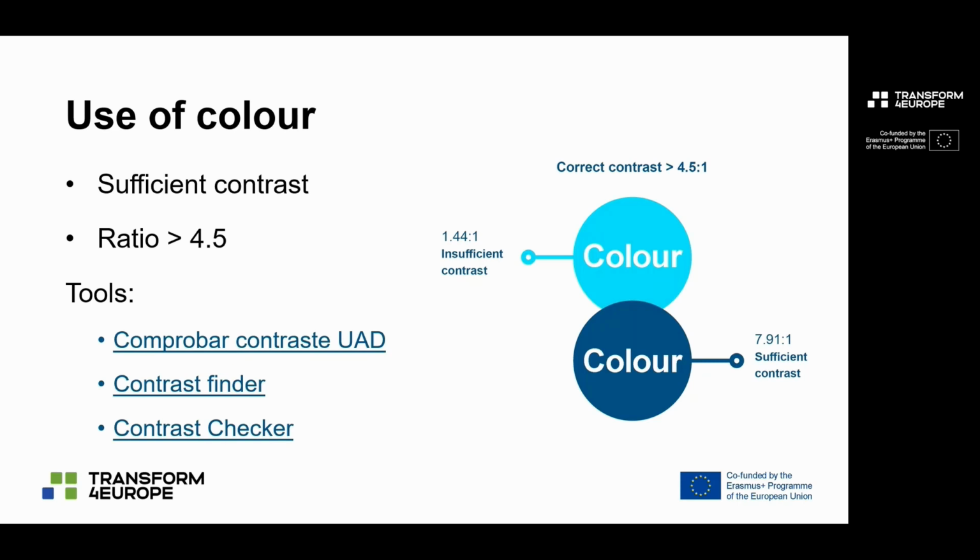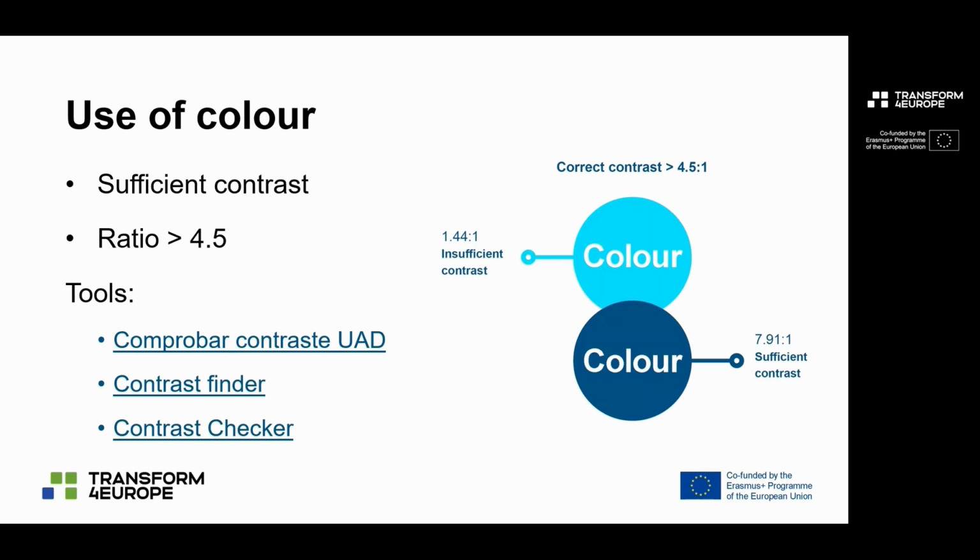The second condition is that the brightness difference expressed as a ratio must be that of at least 4.5 to 1. As you can see in the picture on the right, I have provided you with 2 examples regarding contrast. One of them, the light blue one, shows an insufficient contrast between background and foreground colors. The other one, the dark blue circle, shows a right contrast ratio. I'm sure you can read much more clearly the dark blue circle than the light blue one.